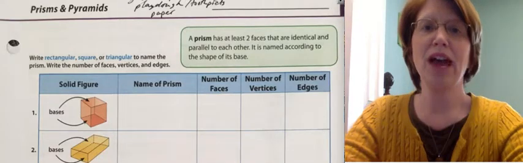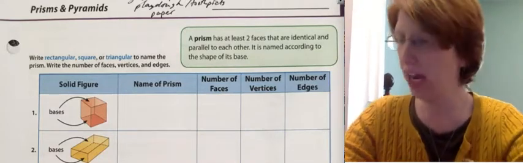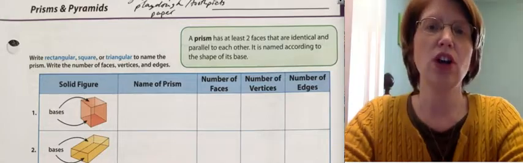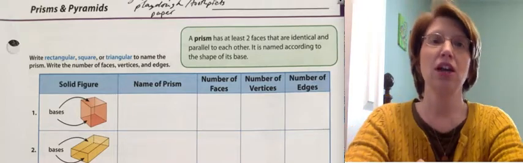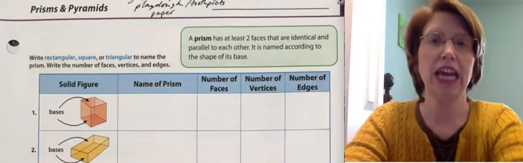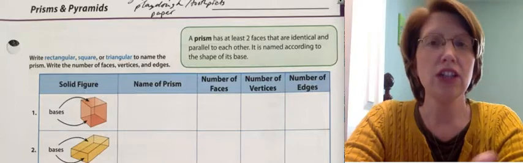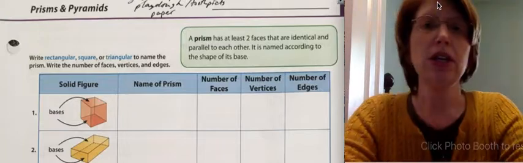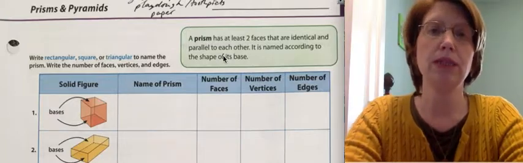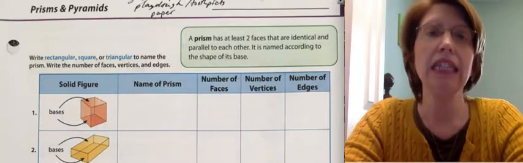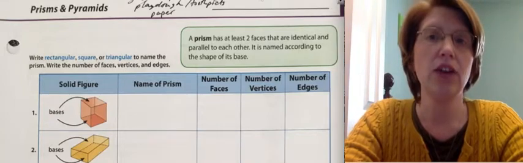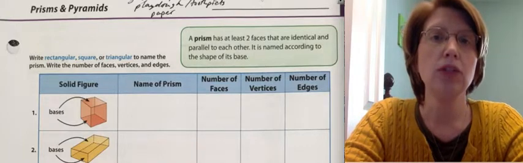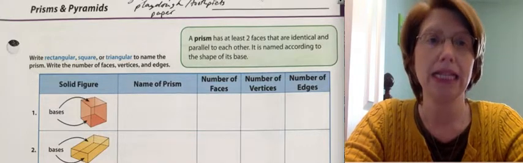Okay, we are back with our geometry lessons in chapter 14, and today we are going to talk about prisms and pyramids. We talked about this a little bit the other day, but if you look at the top of your page today, this is page 329, you'll see the definition of a prism. A prism has at least two faces that are identical and parallel to each other. It is named according to the shape of its base.